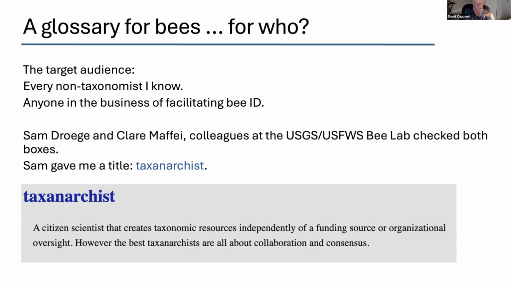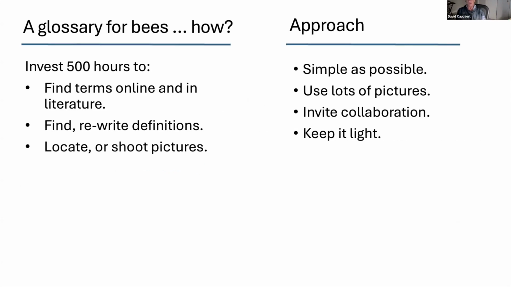And Sam gave me a title, which I really liked. He called me a taxanarchist, which I defined, because I get to define stuff now, as a citizen scientist that creates taxonomic resources independently of a funding source or organizational oversight, which kind of sounds like I'm rogue. So my next sentence says that, however, the best taxanarchists are all about collaboration and consensus. So I'll see if I can live up to that. So a little bit about how.